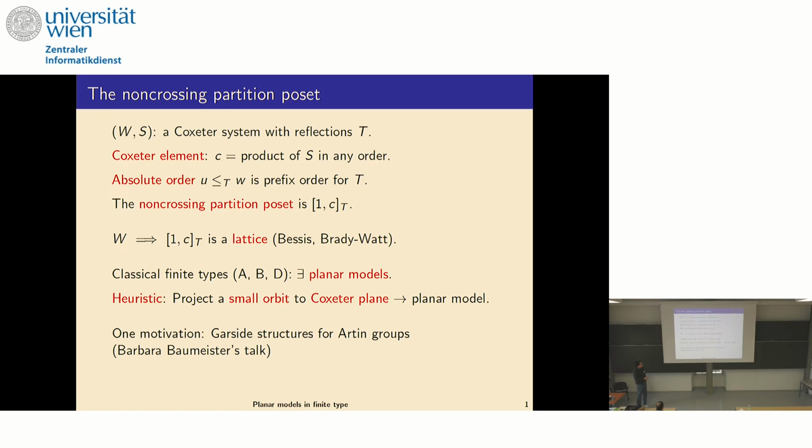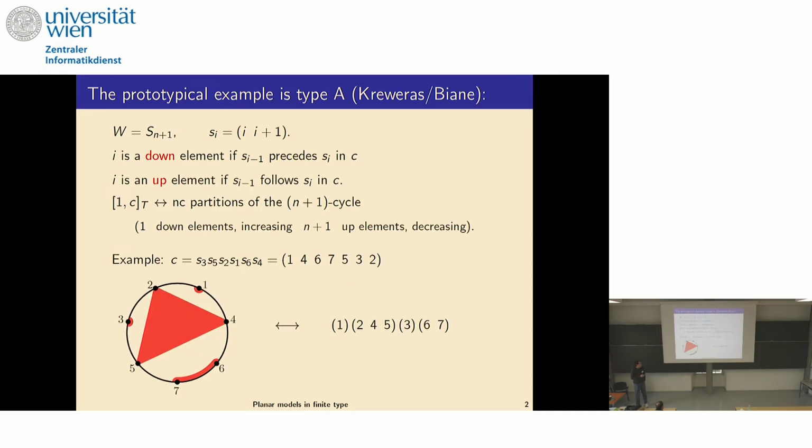One motivation for considering this poset, the interval from 1 to C in general, is Garside structures for Artin groups, and that we heard about in Barbara Baumeister's talk. Okay, so this is a story that you know.